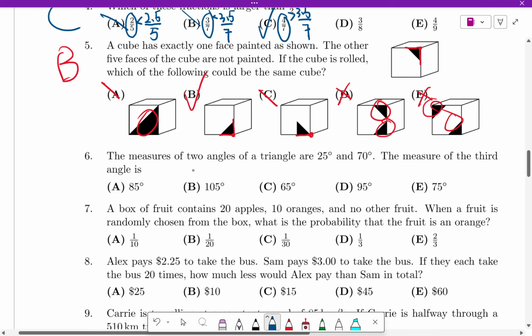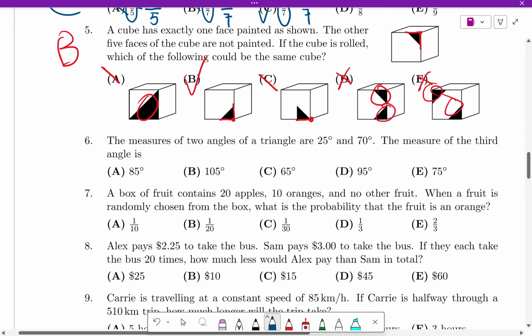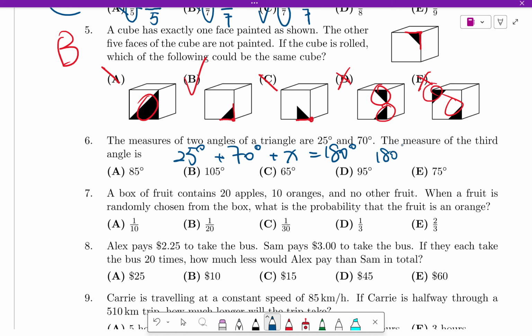Question 6. The measures of 2 angles of a triangle are 25 degrees and 70 degrees. The measure of the third angle is... We know that the 3 angles in a triangle sum up to 180 degrees. So if we want to find x, we simply need to do 180 minus 25 degrees minus 70 degrees, which would give us 85 degrees. So that would be correct.